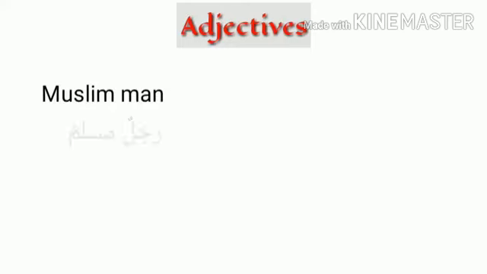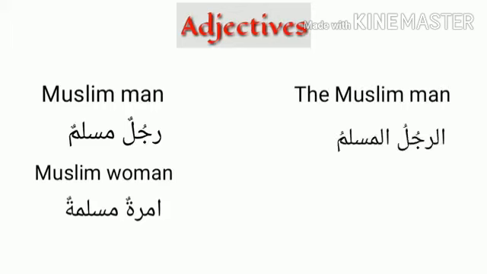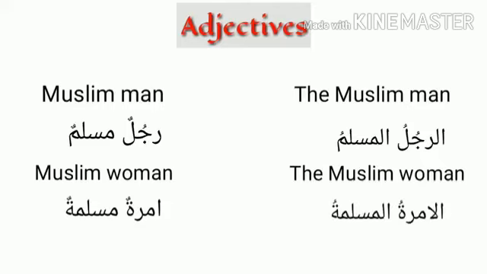Muslim man, rajulun muslimun. Simple. Muslim woman, imratun muslimatun. Imra is feminine, so muslimatun, not muslimun. Adjective will follow the characteristics of ism of the noun. Okay. The Muslim man, ar-rajulu al-muslimu. The Muslim woman, al-imratu al-muslimatu. So if noun has al in the beginning, we also add al in the beginning of adjective. And if noun is feminine, we also turn the adjective into feminine.